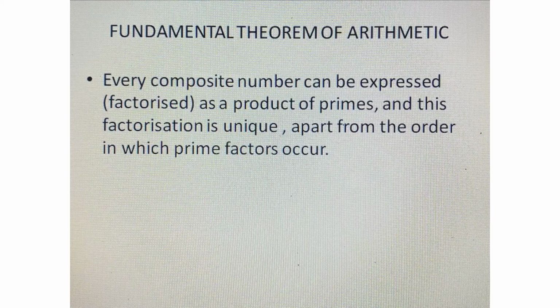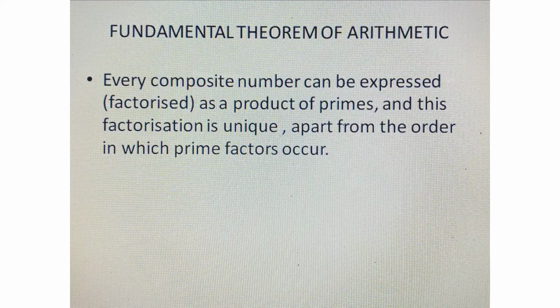Next topic is fundamental theorem of arithmetic. Every composite number, you know what is composite number? It is a number which is having more than two factors. So every composite number can be expressed or factorized as a product of primes. Prime numbers are the numbers which are having only two factors, that is 1 and itself. And this factorization is unique apart from the order in which prime factors occur.